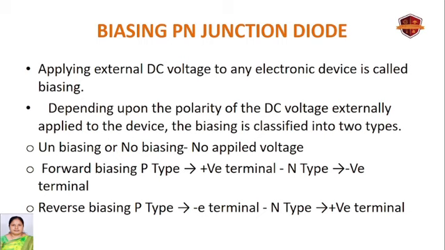Next, we see about the biasing of a PN junction diode. When an external DC voltage is applied to any electronic device, it is called biasing. Based on the polarity, the DC voltage externally applied to the device is classified into two types. When no voltage is applied, it is called no biasing or unbiasing. When the P-type region is connected to the positive terminal and the N-type is connected to the negative terminal, this biasing is called forward biasing. In reverse biasing, the P-type region is connected to the negative terminal and the N-type material is connected to the positive terminal.